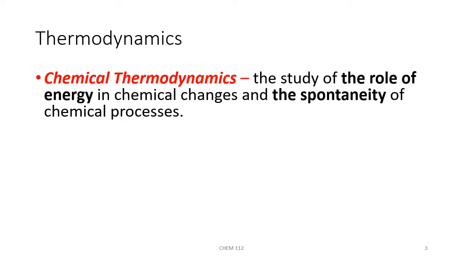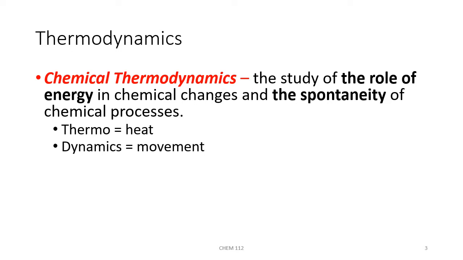The word thermodynamics can refer to a few different types of processes. We're going to focus in on chemical thermodynamics, which is the study of the role of energy in chemical changes and the spontaneity of chemical processes. The word thermo means heat, and the word dynamics means movement. So usually we look at how heat flows into a chemical reaction to take place, or a chemical reaction can generate heat as an exothermic reaction.